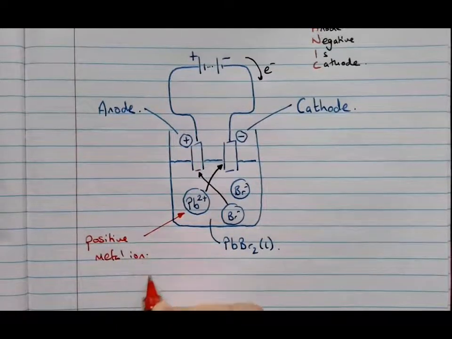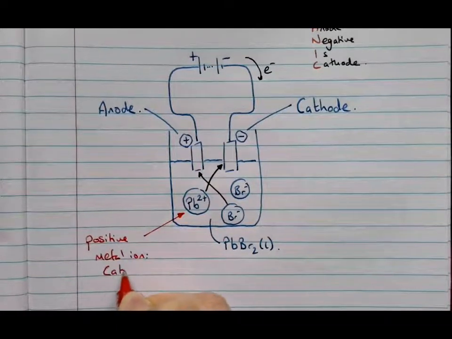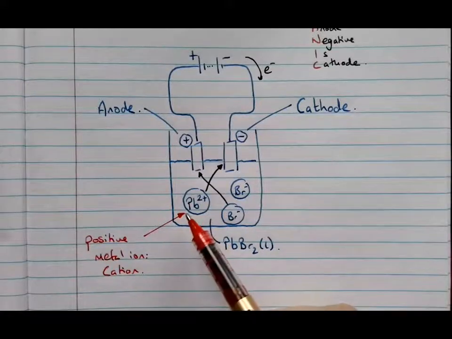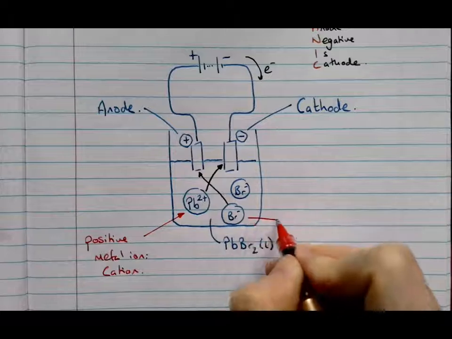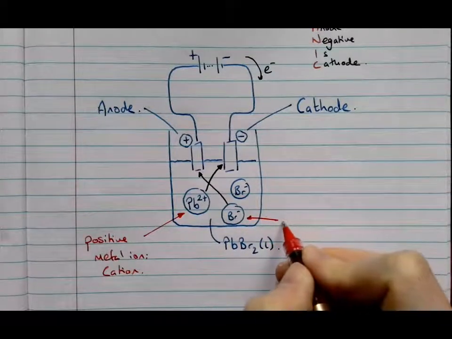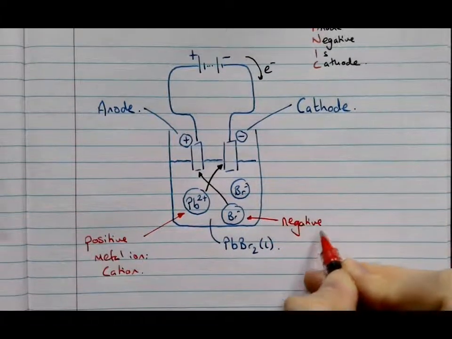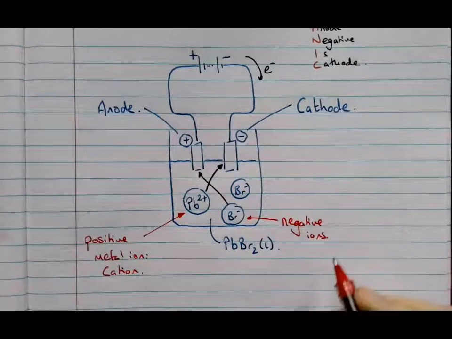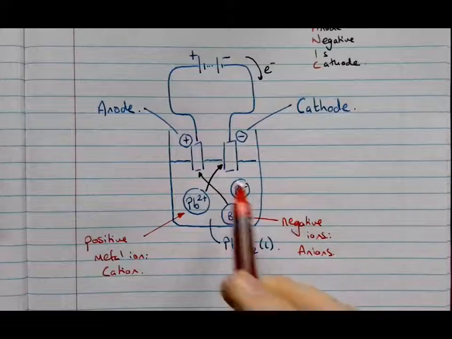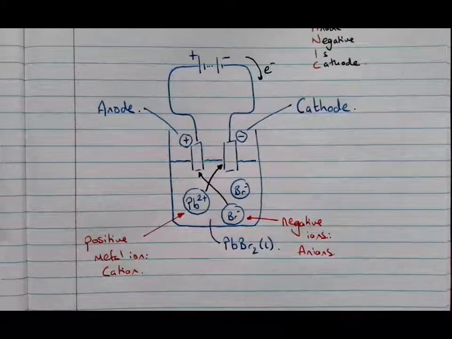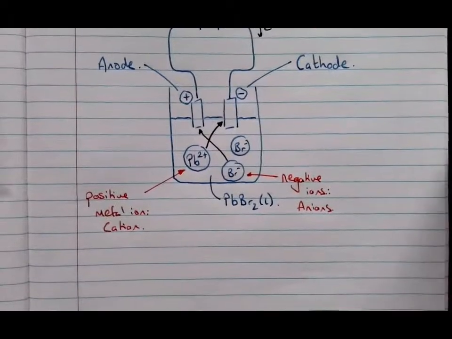has a name which is a cation. So you can see that the cation is attracted towards the cathode, and these negative non-metal ions, these negative ions, these are called anions, and you can see that the anion is attracted towards the anode. All right, so that's another way of being able to remember which one's which. So now we just need to think about what's happening at each electrode.